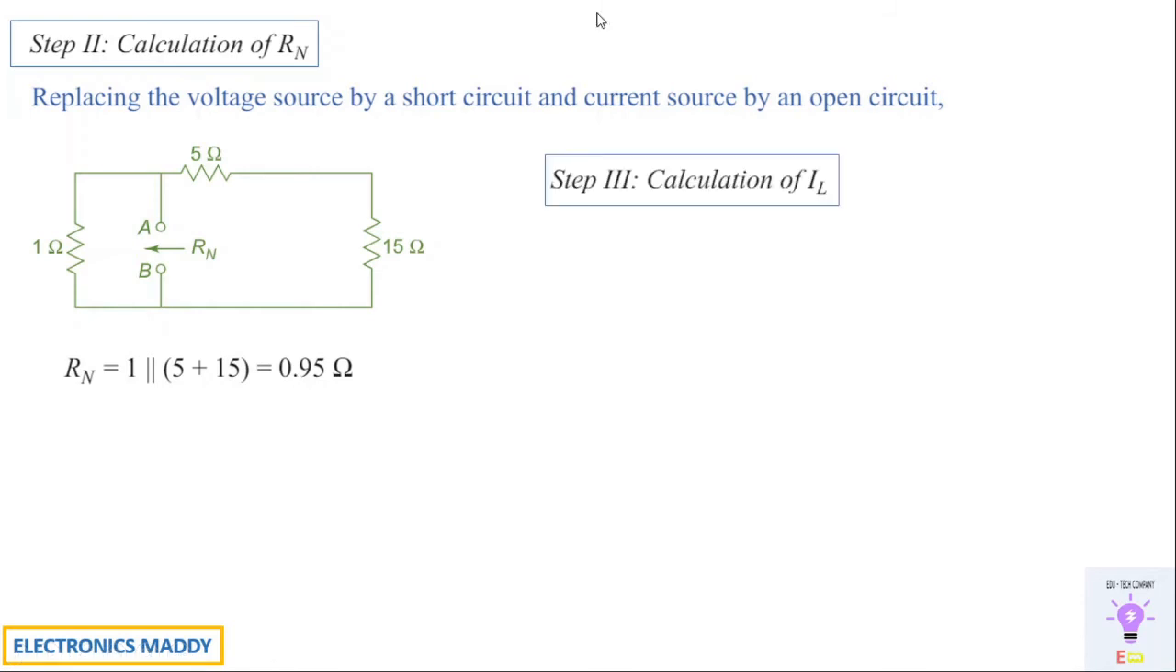So once that is done, our step 3 is to calculate the value of IL. So how do we do that? We'll represent it in Norton's equivalent form. That is the first step. We have found out the value of IN, we know the value of RN, and we'll be representing the Norton's equivalent resistance with respect to the load that is to be calculated. That is nothing but 10 ohm in this case.